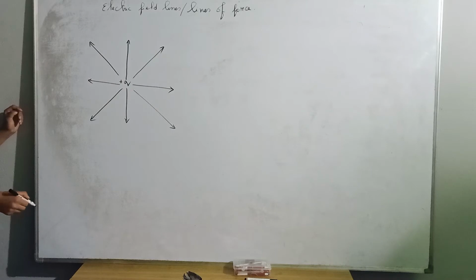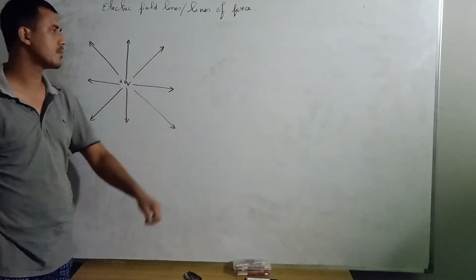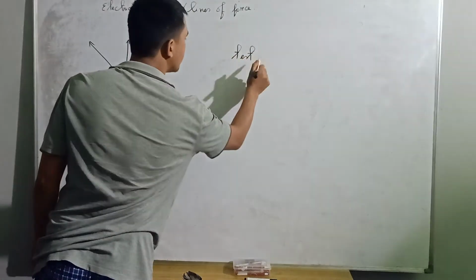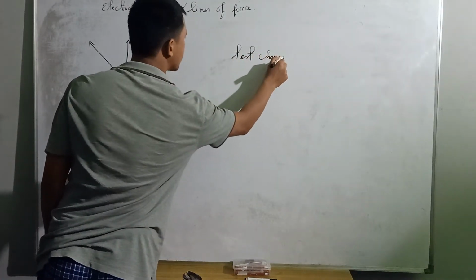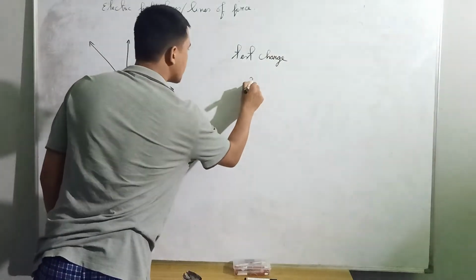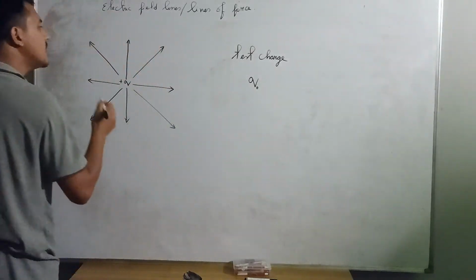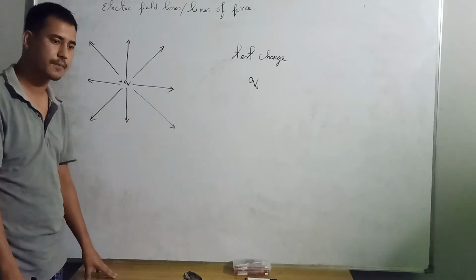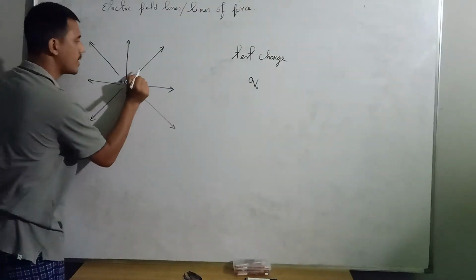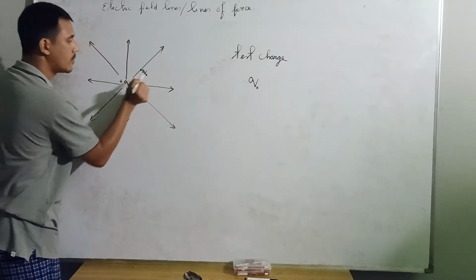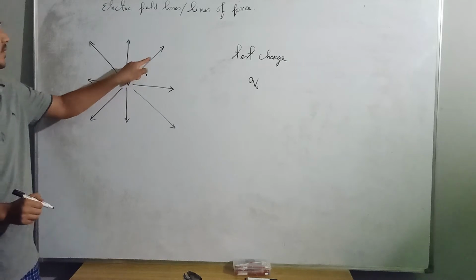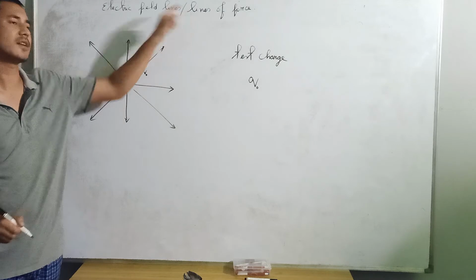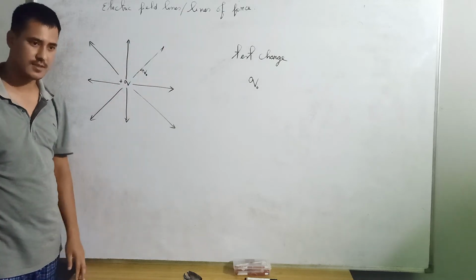Now, suppose you consider a free positive charge. Free positive charge means I'm talking about an imaginary charge known as test charge. Test charge means a negligible small positive charge Q naught. We can consider this as a free charge. You take this free charge and place it over here. Where will it go? It will go in this direction. It will go along this line. So this is your electric lines of force. This is your electric field lines.